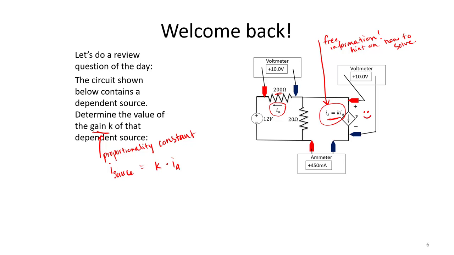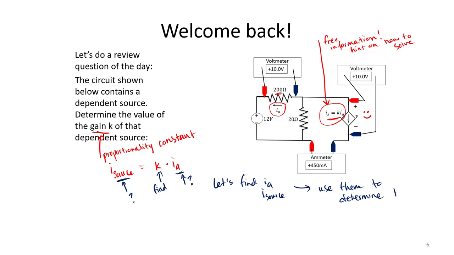So in this case, if we want to find our gain K, we need to determine I source and I sub A. So let's find I sub A and I source, then use them to determine our gain K.